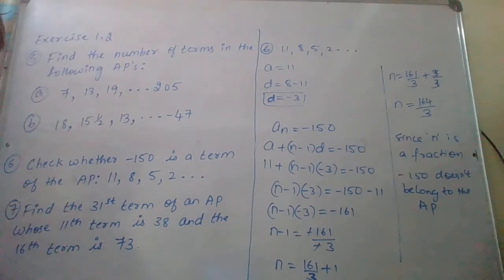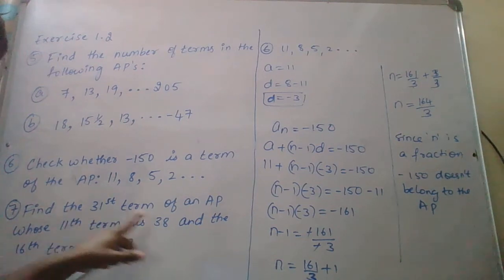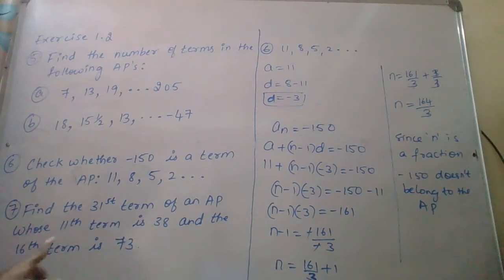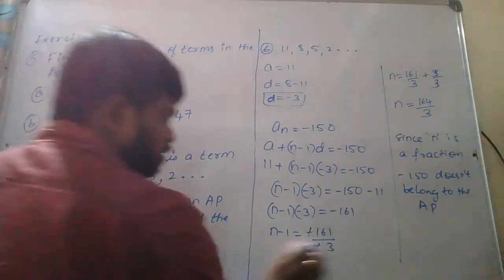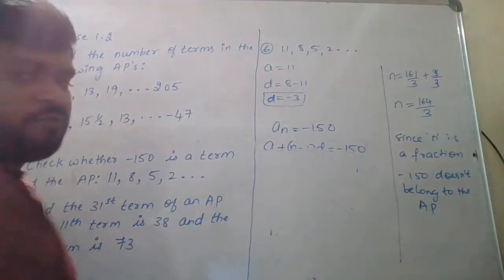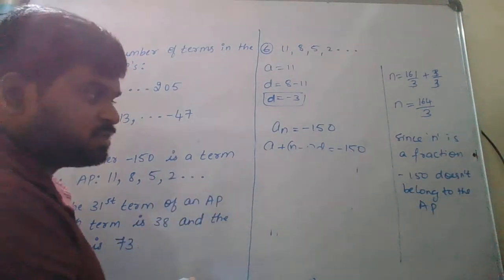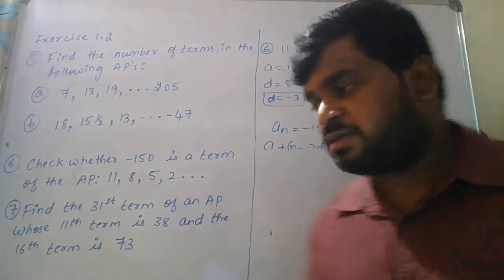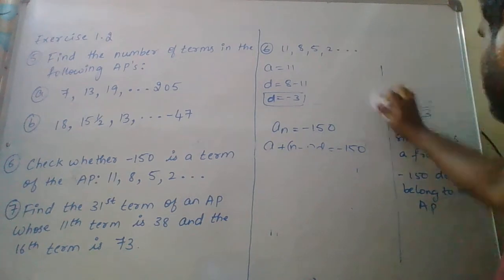Okay. Let's go to the next question. Seventh question. Find the 31st term. We have to find the 31st term where they have given us the 11th term as 38 and the 16th term as 73. We have already done these kinds of problems, isn't it? Where we were finding the missing terms. Same type of question.